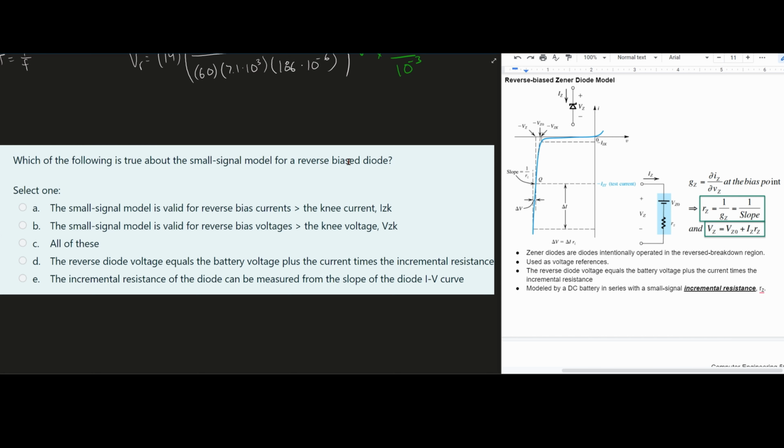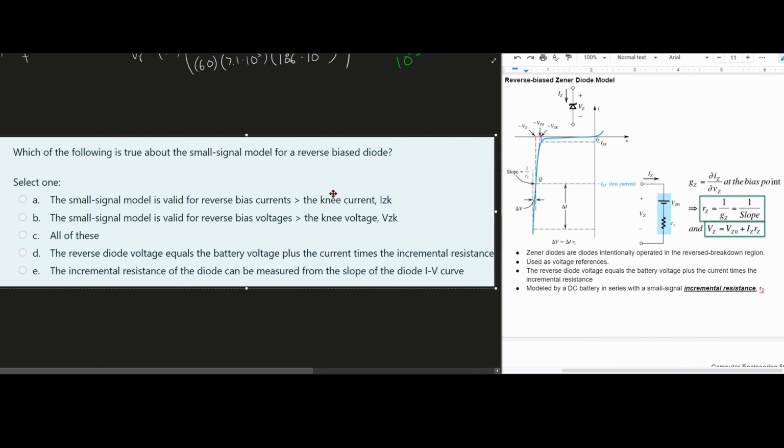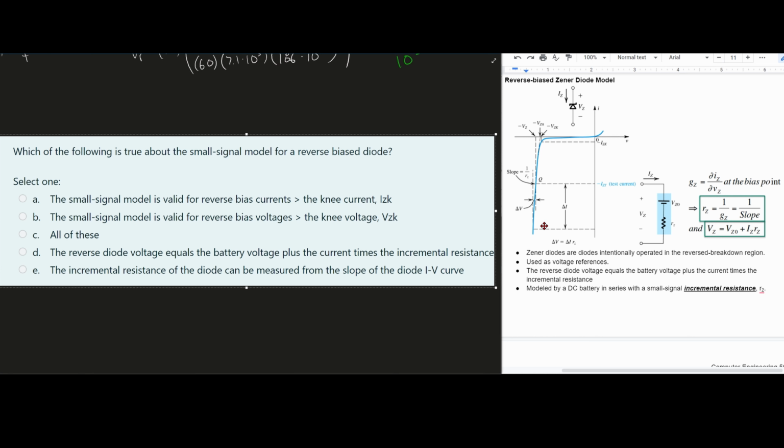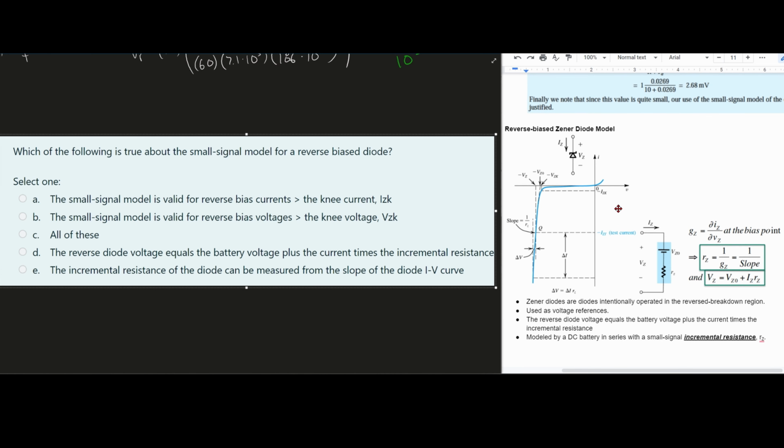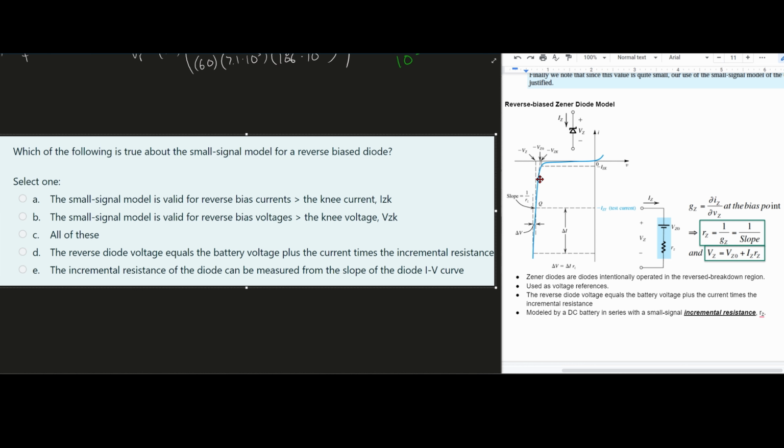This question is asking us which of the following is true about the small signal model for a reverse biased diode. So that's what we're going to be looking at in the notes linked below the like button. We have our reverse bias Zener diode model.